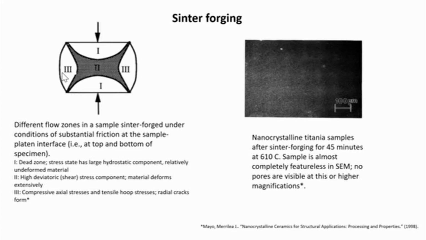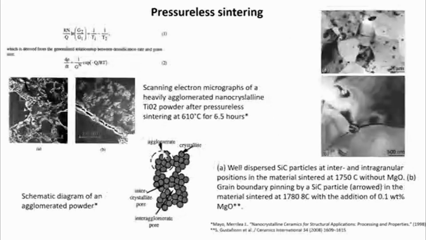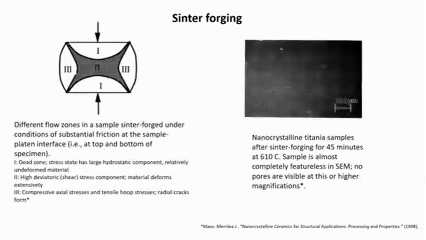As an example, the sample with many large pores which was presented on the previous slide for titanium dioxide would be fully densified at the same temperature, around 600 degrees Celsius, in 45 minutes using the sinter forging technique.